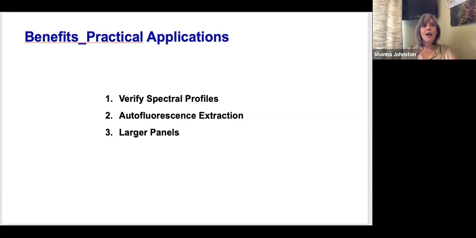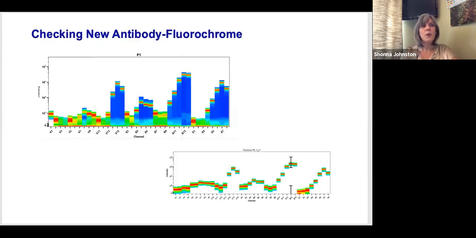So what are the practical benefits of actually having a spectral flow cytometer? Well, there's a couple of nice little experiments and tests that we did to start with that I'll show you, which is verifying spectral profiles of commercial reagents. And then I'm going to go into the autofluorescence extraction quite heavily, because that was quite huge for us and made quite a big difference. I've got a couple of larger panels that I can show you from some of our users, and then obviously there's a bit of in-house testing that we're doing as well.